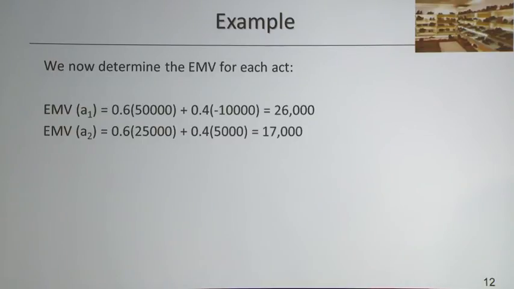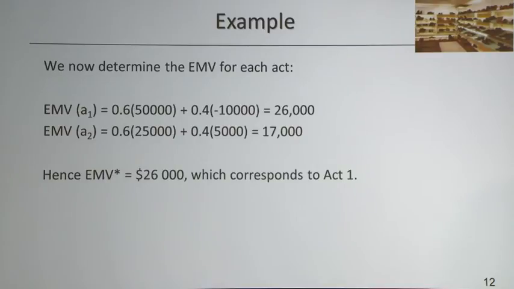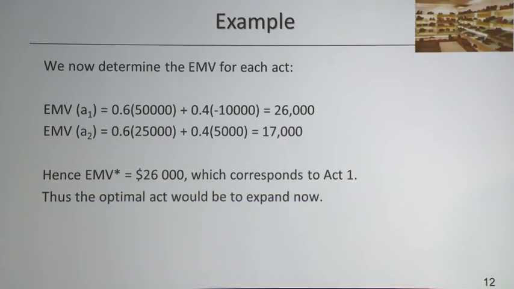We've got a choice, to make 26,000 or to make 17,000. Well, hopefully everyone agrees that we should choose the first one to make $26,000. So this is EMV star. EMV star is 26,000. This corresponds to Act 1. So our decision will be, the optimal act will be to expand now.